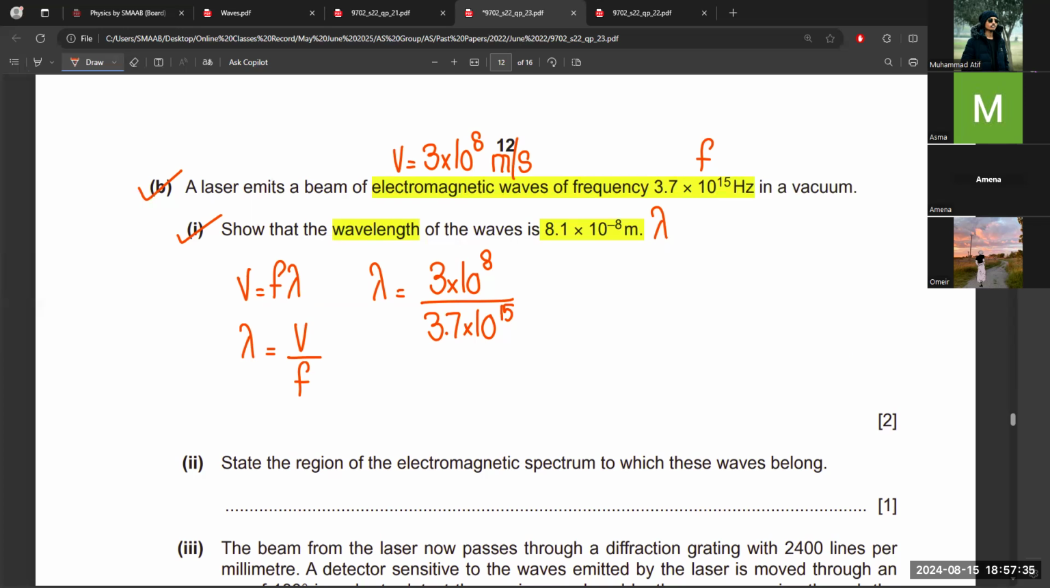So we are getting the same answer, 8.108108108108 exponent minus 8. So, rounded off, 8.1. True.